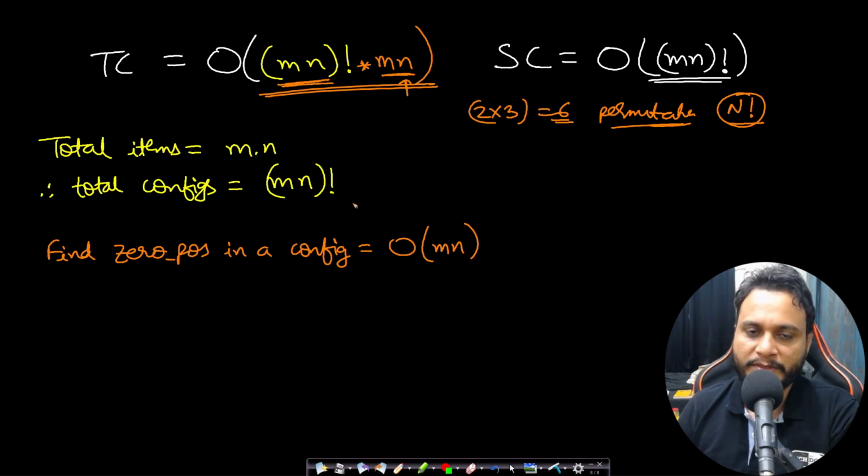And if you think about the space complexity, then each of these permutations will be consuming certain space. You know how many combinations you have: mn factorial combinations, and each of them will be consuming mn space too, because each string length will be of size mn. So you can just multiply them, mn factorial into mn, and that will be the space complexity. Let's now look at the code.